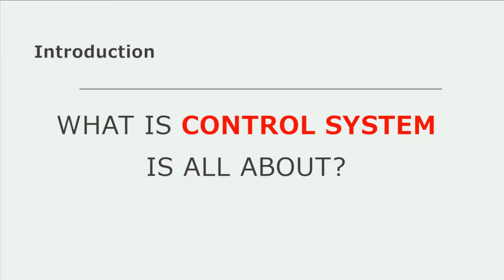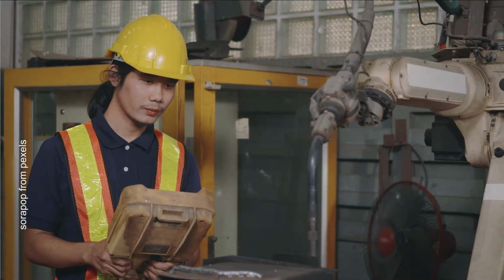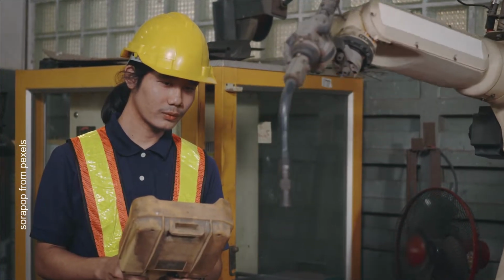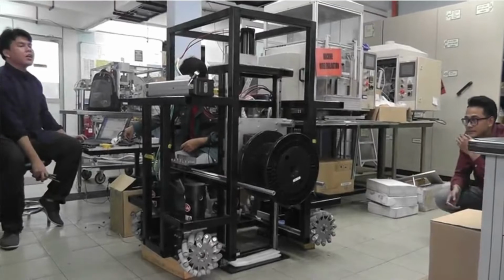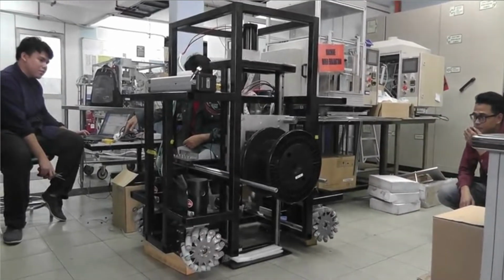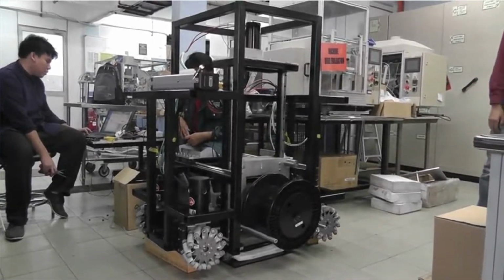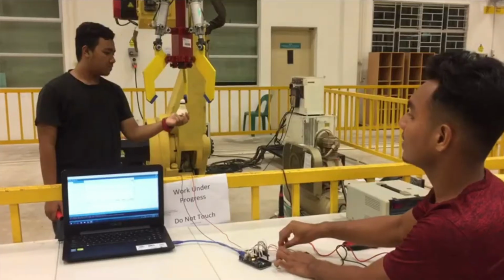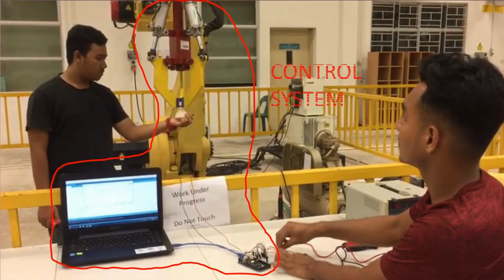Alright, so what is a control system all about? Before we go to the terminologies, a control system is really any system or machine that moves with a controller. So when the system has a controller, and the plant or the system or the device that moves because of the controller, we call the whole thing a control system.